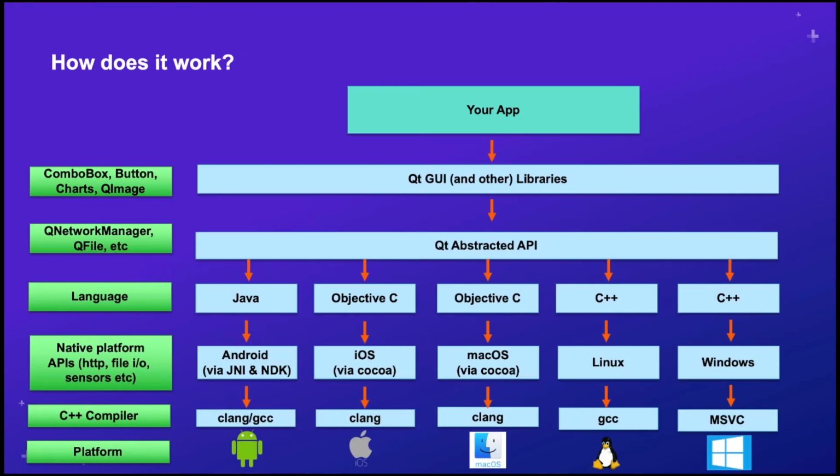So how does it all work? Well, at the top you have your application. Your application will call into Qt's GUI libraries, so things like combo boxes and buttons and charts. These are how the user will interact with your application. User interaction will then call into the Qt abstracted APIs like Qt Network Manager and Qt File. And underneath all of that, this is the complexity if you wanted to build apps for every single one of these platforms. You can see there's different languages for every platform: Java on Android and Objective-C for iOS, C++ for Linux. We've got different native platform APIs. We have different compilers. There's lots that goes into supporting all these different platforms, but with Qt, you just need to work with the one API, which is very nice.